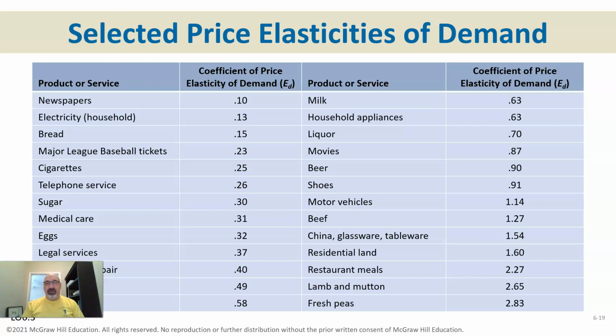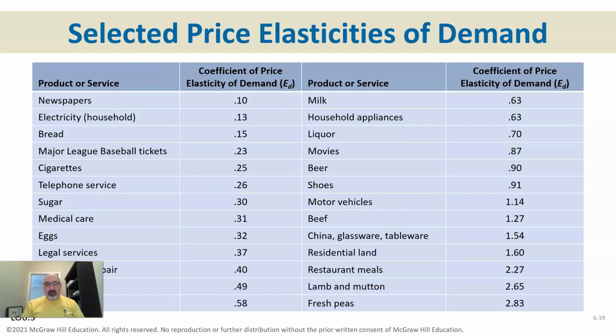Household appliances at 0.63. Liquor at 0.7. That's extremely high for liquor, just going to say. Movies 0.87. Beer 0.9. That's extremely high for beer. Shoes at 0.91. Motor vehicles at 1.14. That's a little high for those also. Beef at 1.27. China, glassware and tableware at 1.54. I don't have anything to explain on that one.